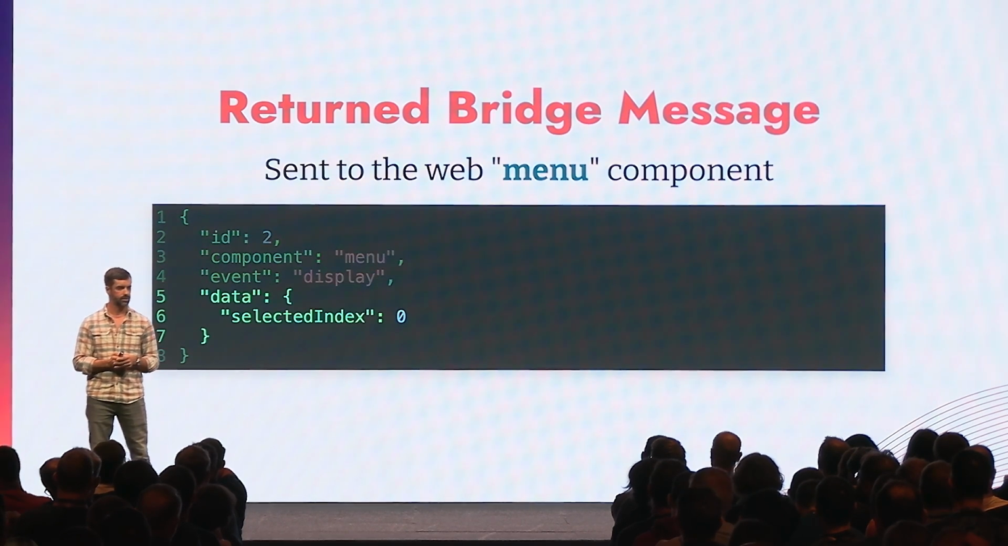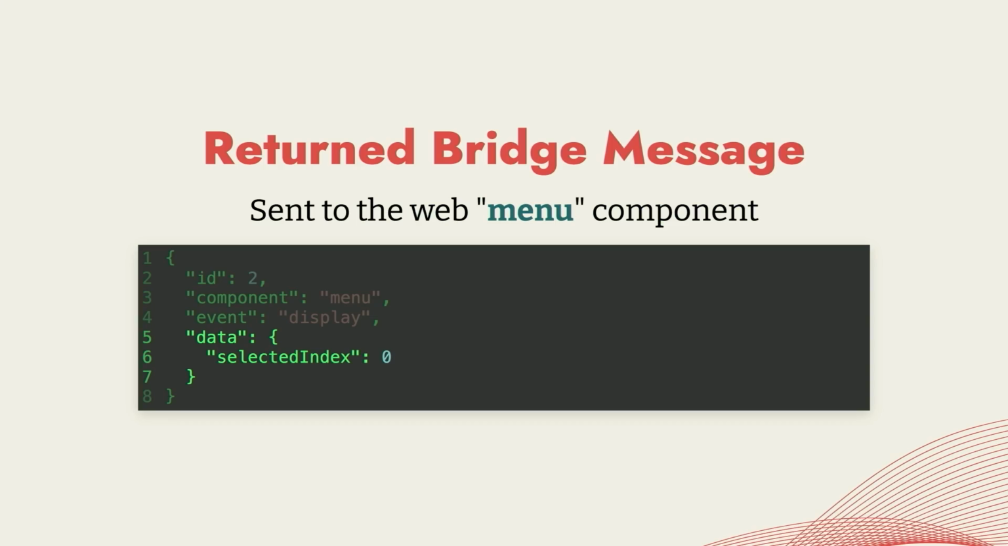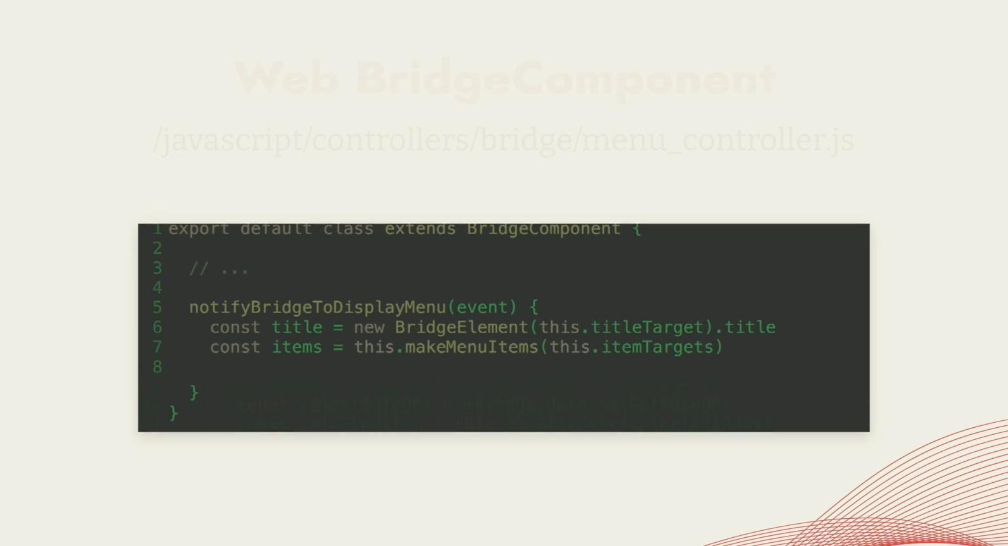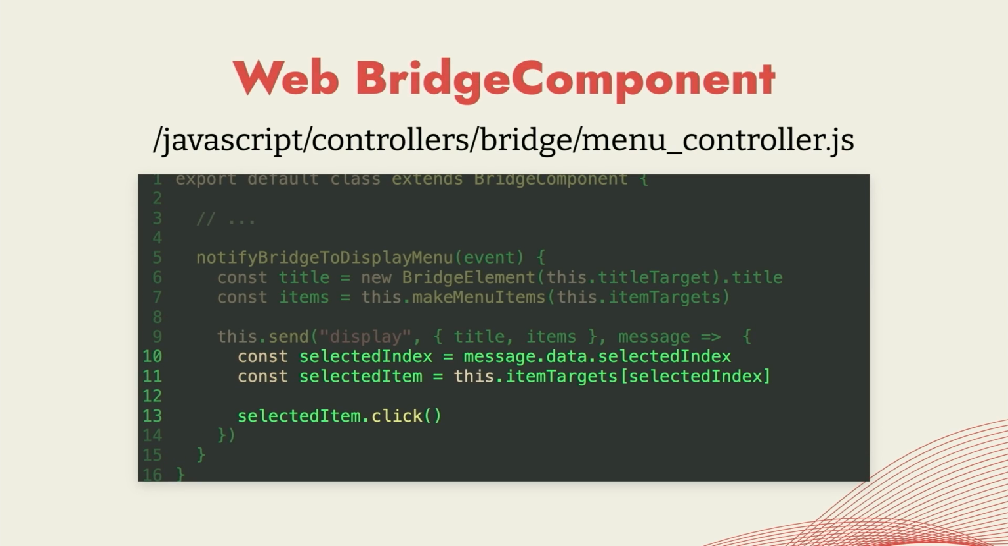It'll look like this. It will have the same component and event names that it did before, and it will pass along data with the selected index. So if you tap the first item, it'll pass along selected index 0. And going back to the web component, it will use that selected index to click the original button.